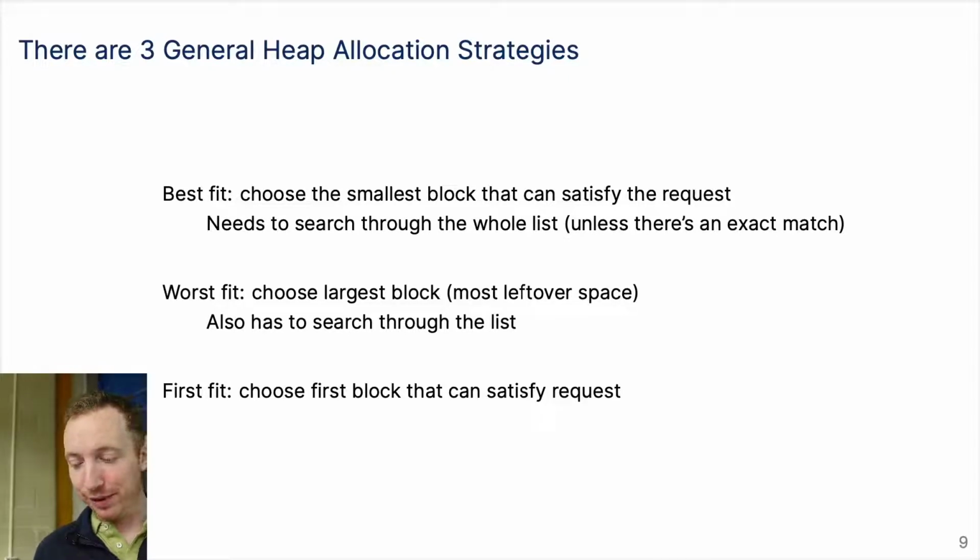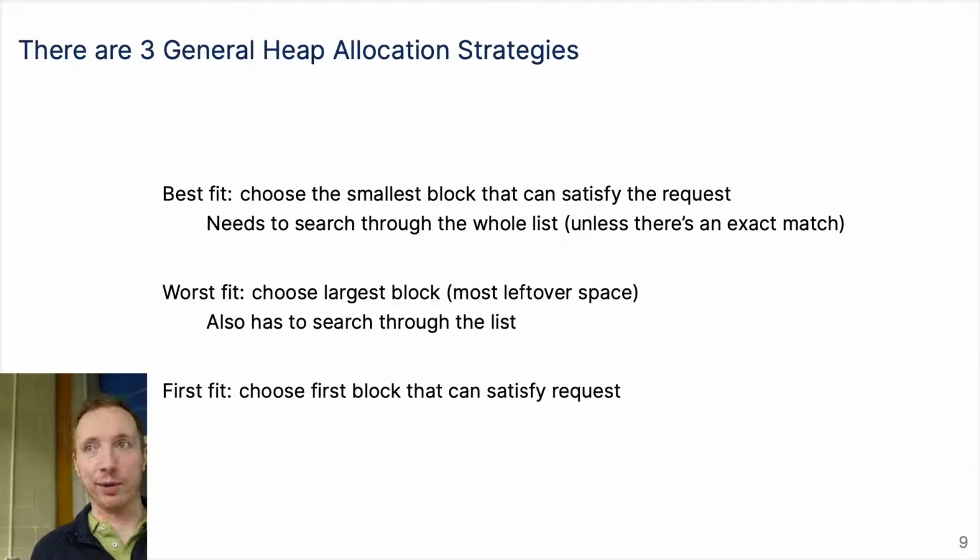And then worst fit sounds kind of bad. It chooses the largest block, the one with the most leftover space, and makes it a bit smaller. Again, this also has to search through the entire list. And then there is first fit, which is much easier to implement and doesn't have to search through the entire list.